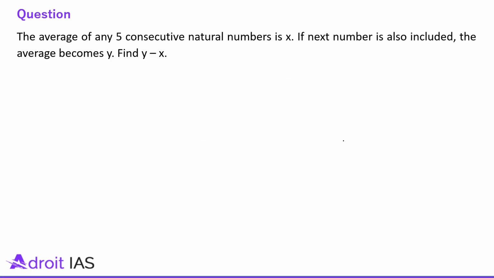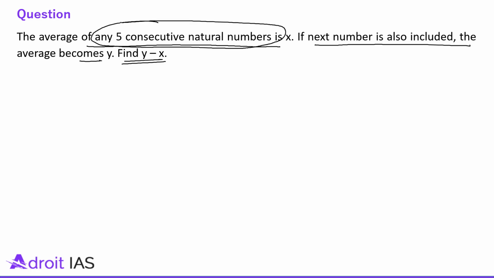The next question says the average of any 5 consecutive natural numbers is x. If the next number is also included, the average becomes y. Find y minus x. See everyone, it is actually a very simple question. For any 5 consecutive natural numbers, we will take the easiest set of 5 natural numbers. What will be the easiest set? The easiest set of 5 natural numbers is 1, 2, 3, 4, 5, right?